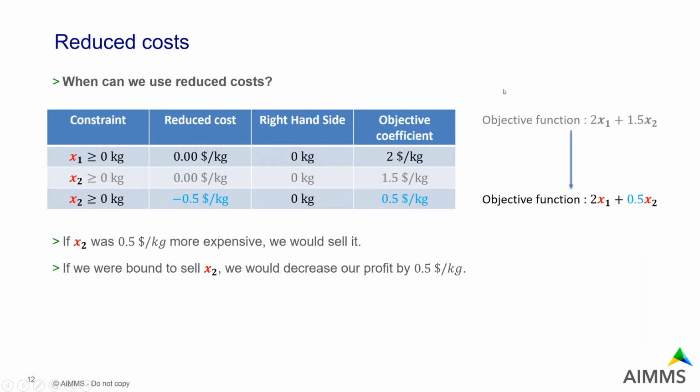Okay, so this is what happened. We changed the objective function, and now we have a reduced cost of minus $0.5 per kilo. So how can we interpret that? Well, there are two ways of understanding that.